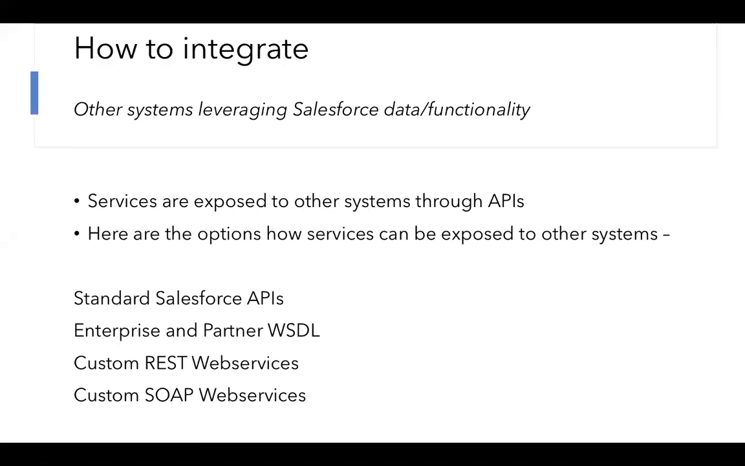But yes, here is again an option where you don't write a single line of code. You just say, take this enterprise WSDL, take this partner WSDL, do what you want. The last two are custom REST services or custom SOAP services, wherein we write a web service in a given way so that it can be accessed by other people, or other systems, outside the Salesforce environment or outside our organization.